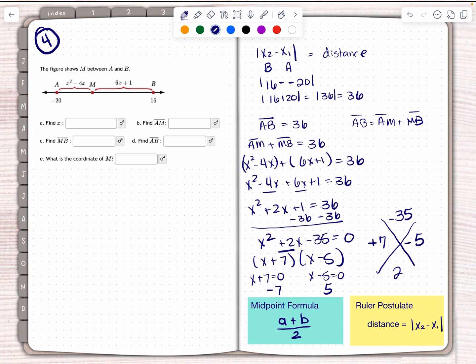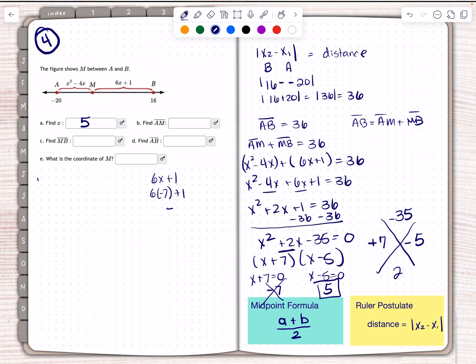And if we substitute these values in, let's say our negative 7, and we take the 6x plus 1, let's say we put in that value of negative 7, 6 times negative 7 plus 1. That's going to be a negative number, so we are not going to use negative 7. It only makes sense in this case to have a positive number for a measurement, a distance. So we are going to use x equals 5. So we have the value of x equals 5.